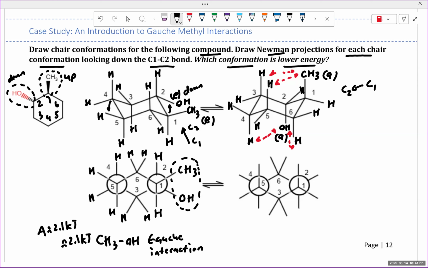Now, we can use this numbering. It's more than fine. However, given our perspective, and given the fact that we look down the C1, C2 bond, in this case, this should be number 3 and this will be number 6.